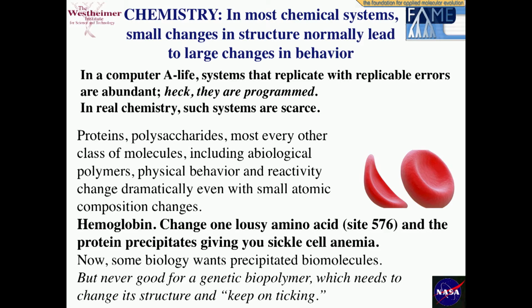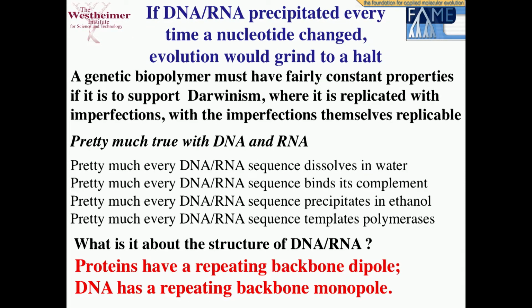So now sometimes in biology you want to have precipitated biomolecules, but you really never want it in your genetic molecule that's going to support Darwinism, because that really screws up the process by which you do replications. Now, that is, if DNA or RNA, for that matter, precipitated every time a nucleotide changed, evolution would grind to a halt. So a genetic biopolymer really must have fairly constant properties if it is to support Darwinism, where it is replicated with imperfections, where the imperfections are themselves replicable.